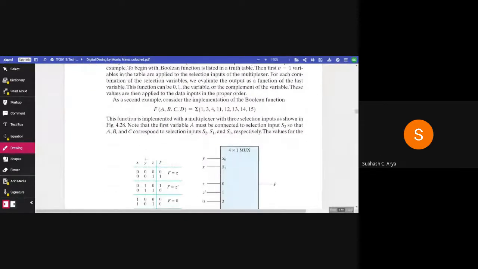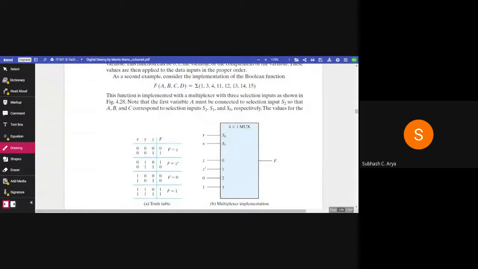Now, another example they have given here. For four variables, f is a function of a, b, c, d and summation 1, 3, 4, 11, 12, 13, 14, 15. So the issue here is that, straightforward, this function requires a 16 cross 1 multiplexer. If you have a 16 cross 1 multiplexer there shall be no issue. But suppose we have only an 8 cross 1 multiplexer and the given function is like this, then how to realize it? Here they have given a 4 cross 1 multiplexer, but you have to realize the 8 cross 1 multiplexer function with the help of a 4 cross 1 multiplexer.